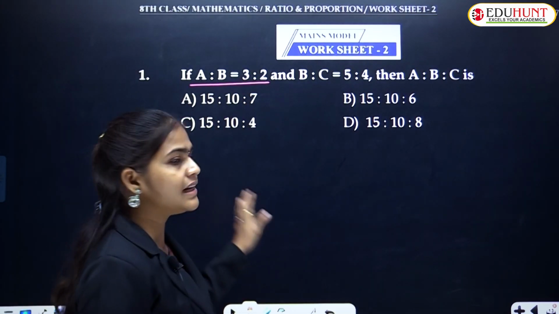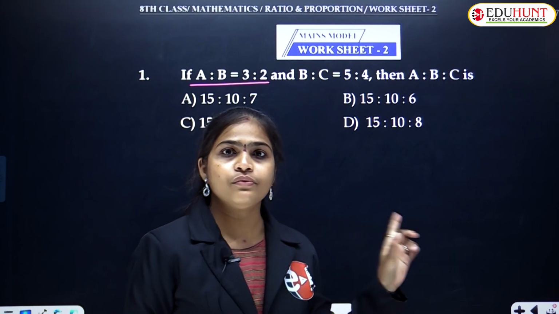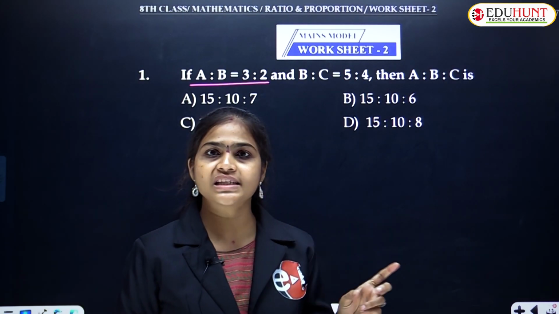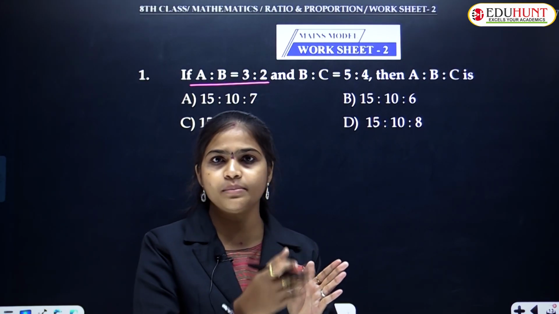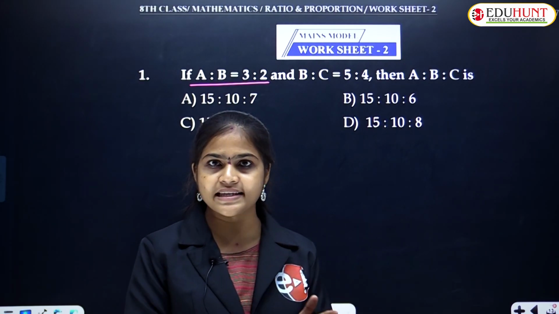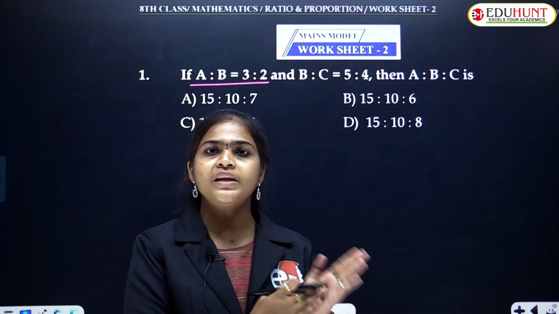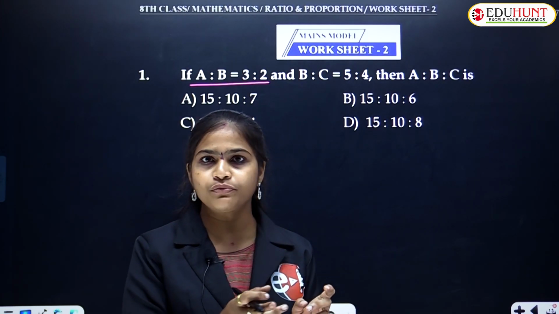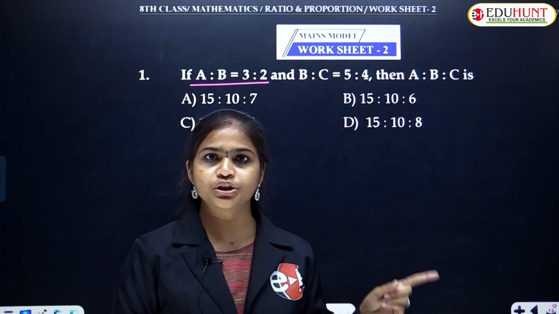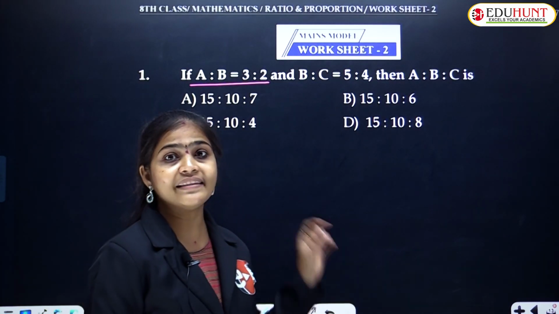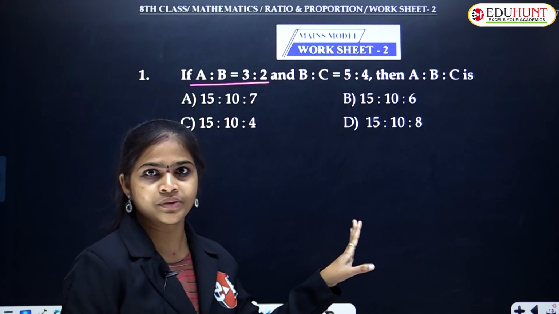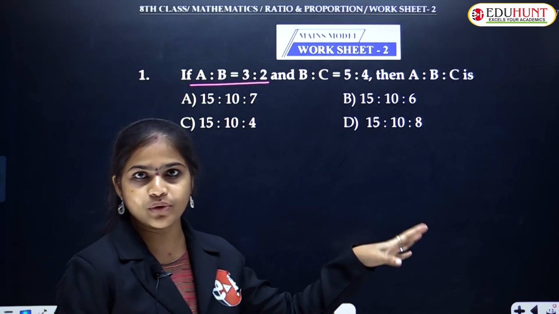So children, this is related to the previous worksheets 1 and 1A. Those two worksheets were related to the ratio of two variables, or two numbers, or two ages. We did the ratio of two quantities of the same kind in worksheet 1 and worksheet 1A. But here in this worksheet they have given the ratio of three quantities, the ratio of three quantities of the same kind.